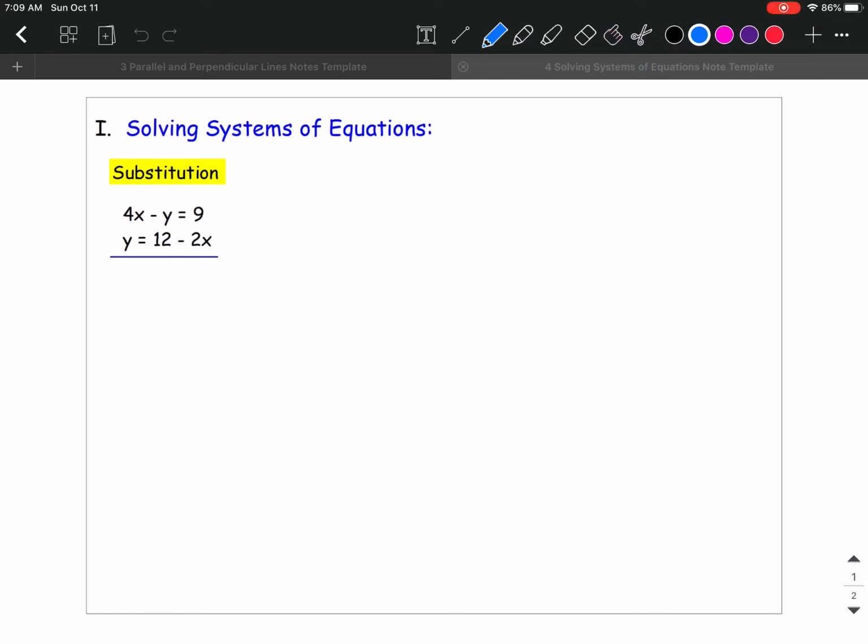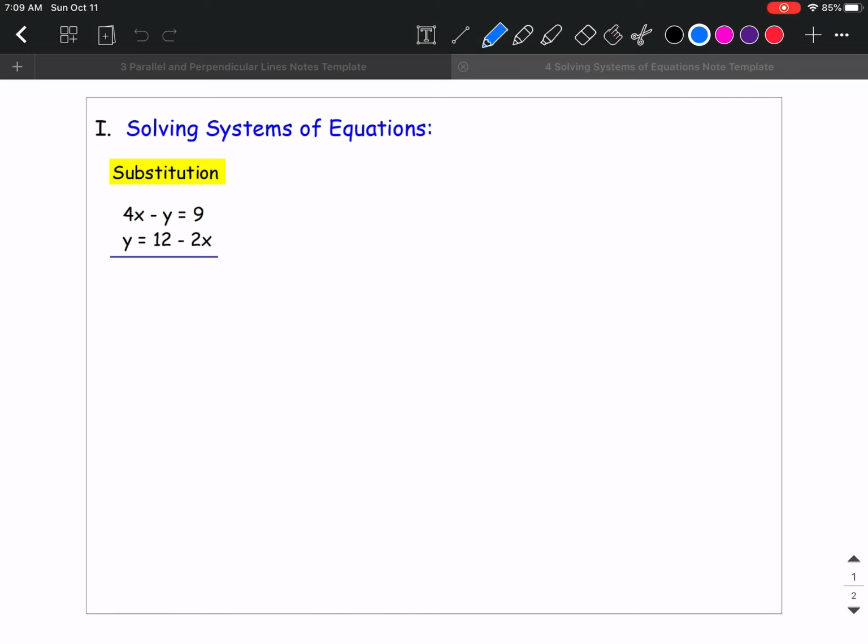Today we're going to look at solving systems of equations, and there's at least 3 different ways that we can do that, and we're going to look at 3 ways today. The first method is substitution. Now, if you remember the substitution method, the idea is to solve one of the equations for one of the variables. Doesn't matter which one.